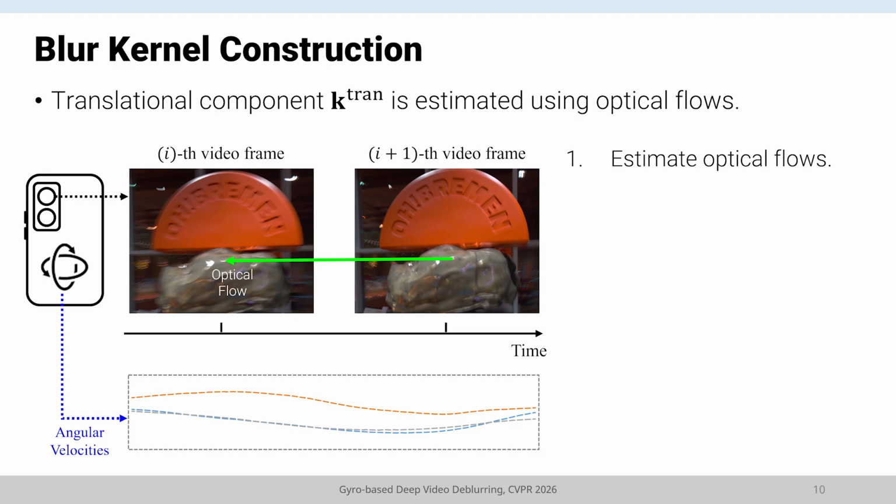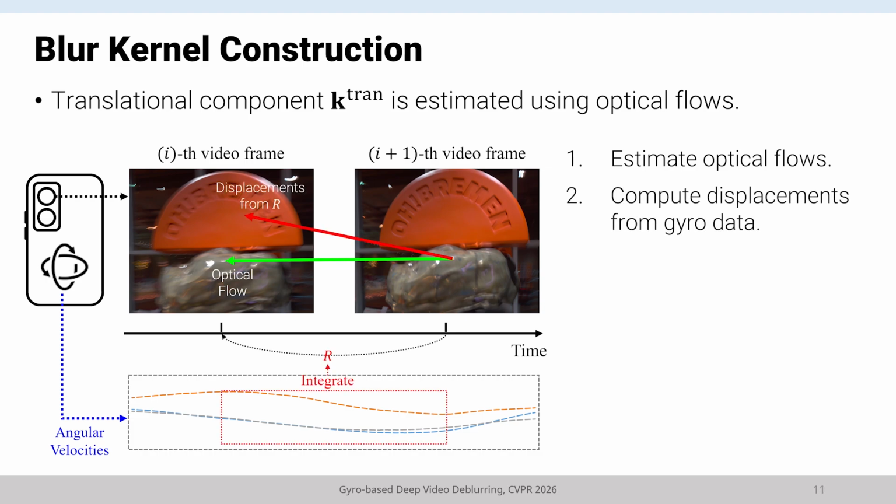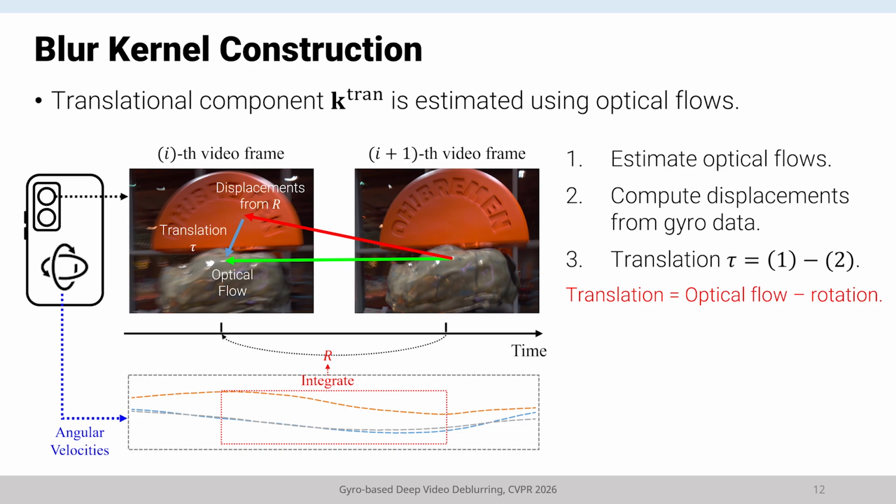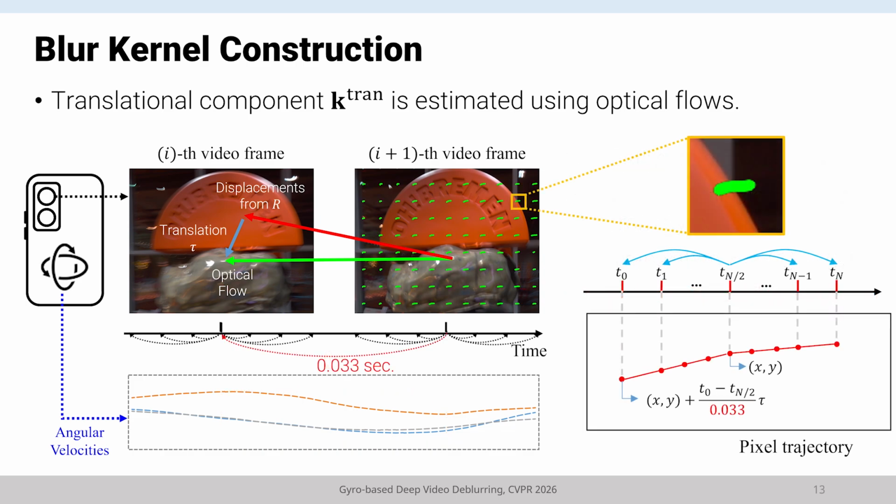Next, we estimate the trajectories caused by translational motion. First, we compute optical flow between neighboring frames. Then, we compute rotational displacements from gyro data. The optical flow estimated earlier contains both rotational and translational motion. Our key idea is to remove the rotational motion from the optical flow so that only the translational component remains. Using the estimated translation, we can also compute pixel trajectories caused by translational motion.